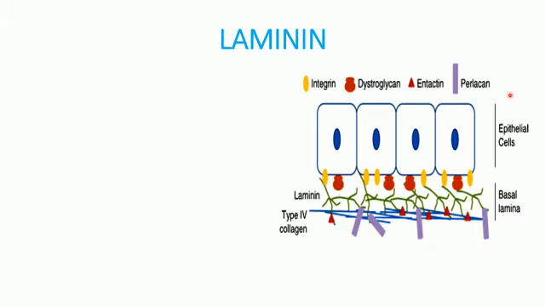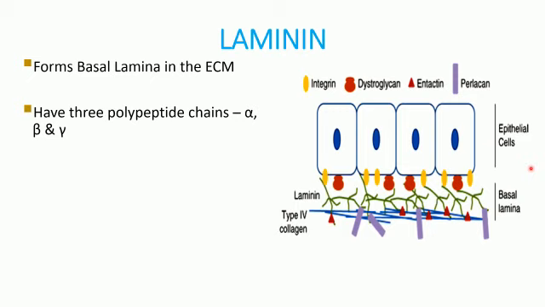Next, the last protein that we'll discuss is laminin. About laminin, we'll come to the diagram later. It forms the basal lamina. So laminin forms a very specific structure in the extracellular matrix outside the cell, that is the basal lamina. Often we call it basement membrane, basal lamina. This has three polypeptide chains.